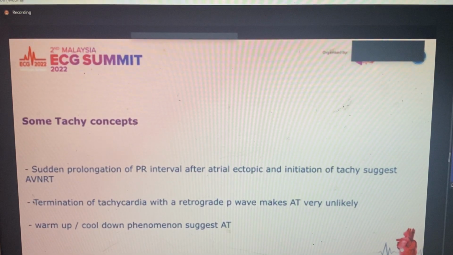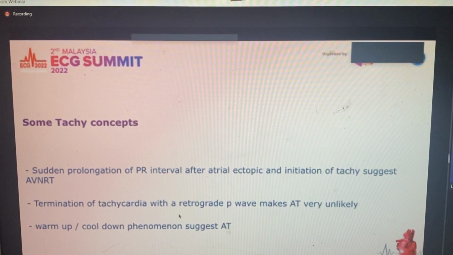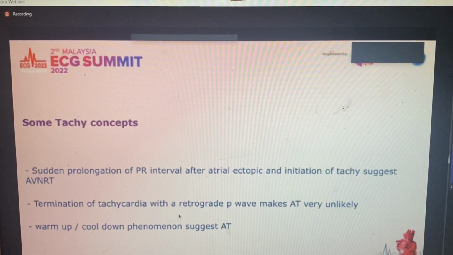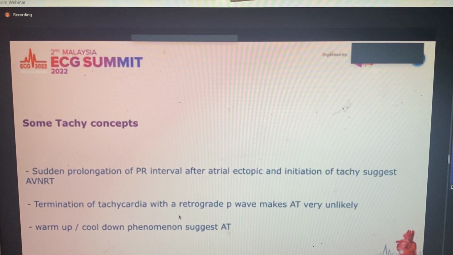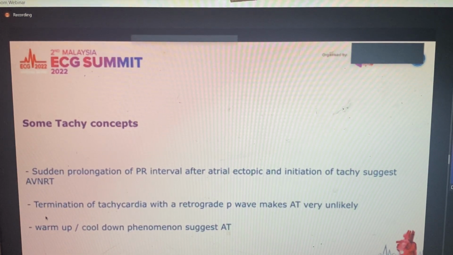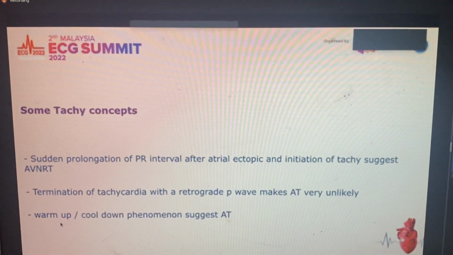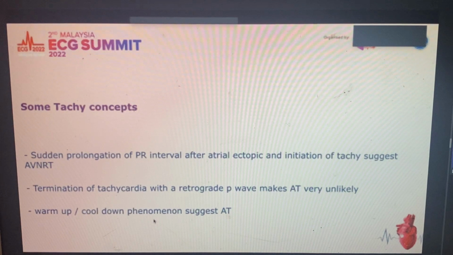And if you see the termination of the tachycardia with a retrograde P wave, generally we can rule out atrial tachycardia because that is very unlikely as well. I have an example later as well. And if you look at a Holter, I'm sure all of you ordered it for your patients investigating for tachycardia. If you see a warm up or cool down phenomenon, that actually suggests atrial tachycardia.